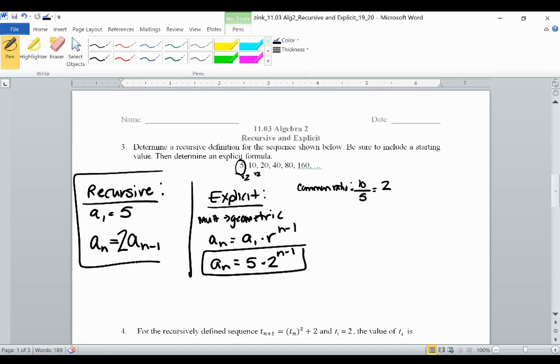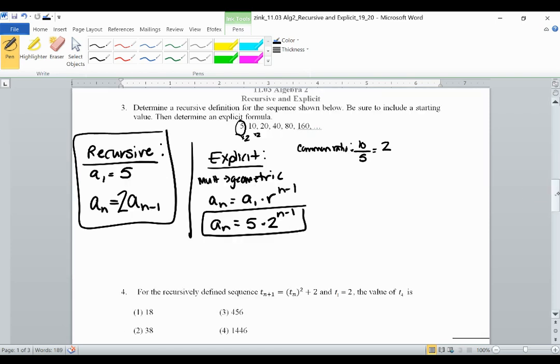So recursive, you have multiple steps here. You have the first term and then how to get to the next term using the term before it. And then for explicit, it's just a general formula.